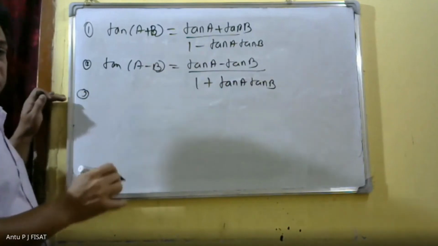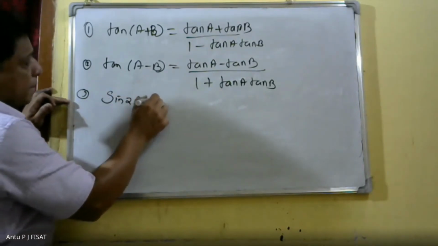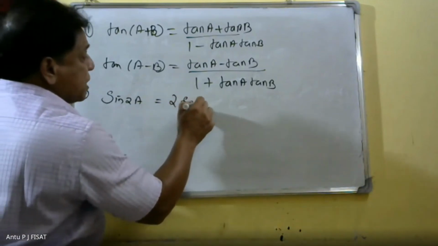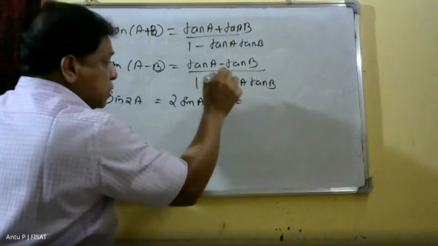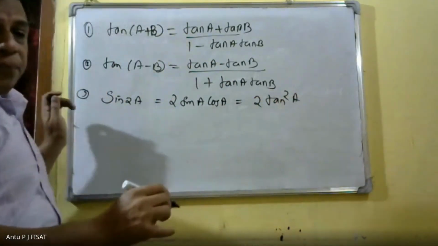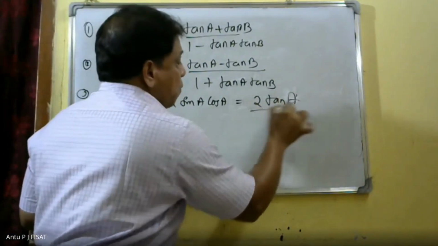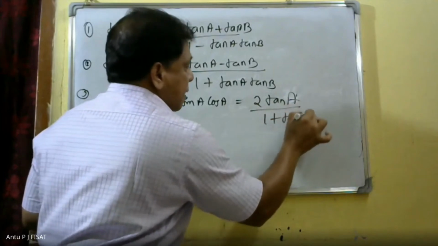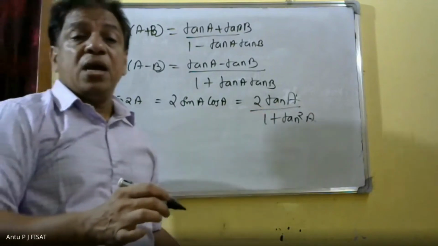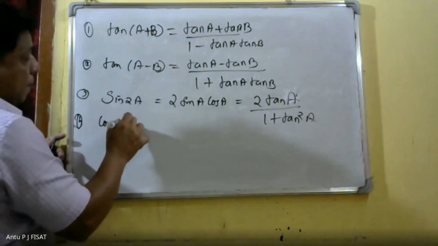Then another formula, sin 2A. Sin 2A is equal to 2 sin A cos A. It also can be written as 2 tan A by 1 plus tan square A. Sin 2A is equal to 2 sin A cos A, that is equal to 2 tan A by (1 plus tan square A).